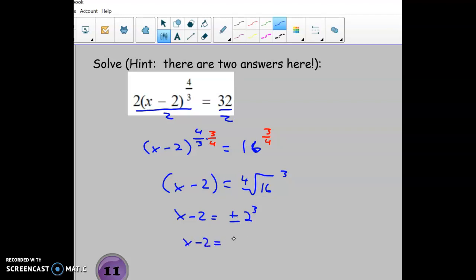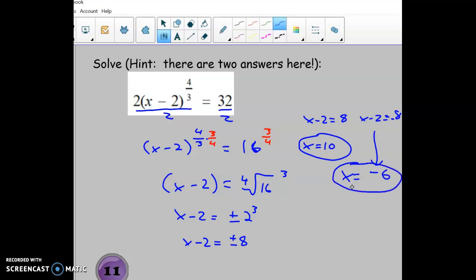If we cube plus or minus 2, we get plus or minus 8. And then I'm going to split to get my 2 answers. So x minus 2 can be 8, or x minus 2 can be negative 8. And then, sorry for the poor handwriting, add 2 to get 10, add 2 here, and negative 8 plus 2 would be negative 6. So we end up with 2 answers to that question.